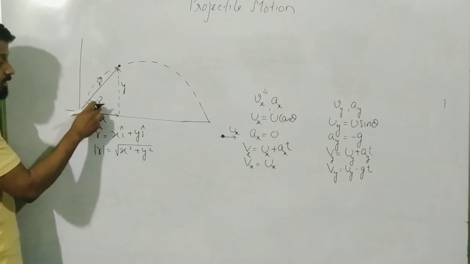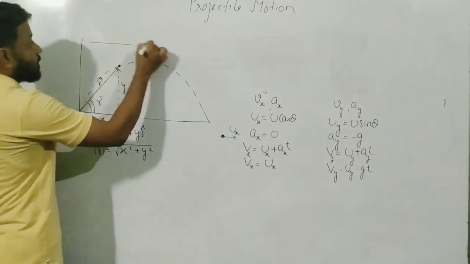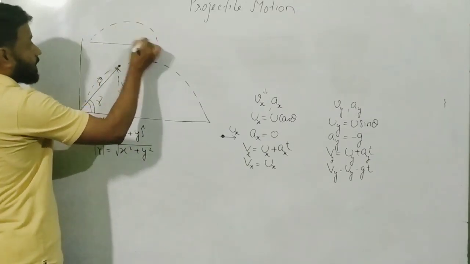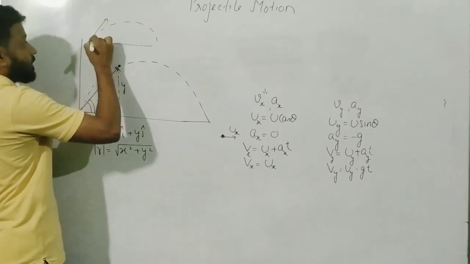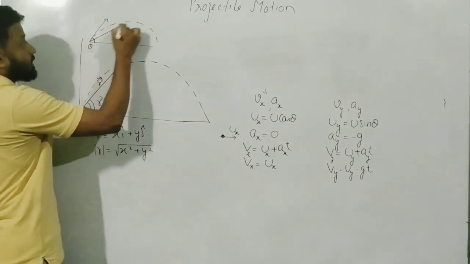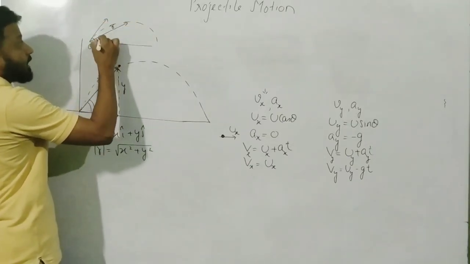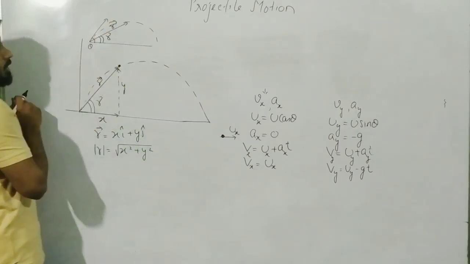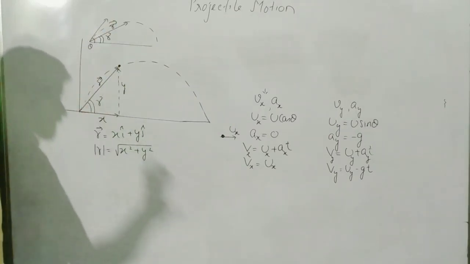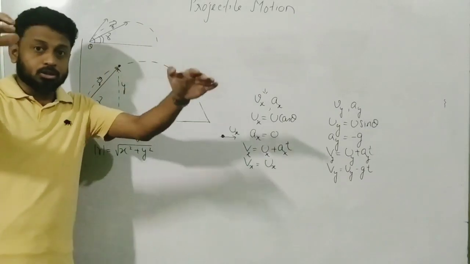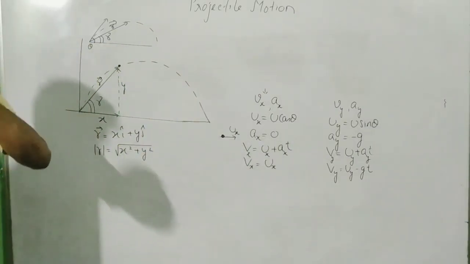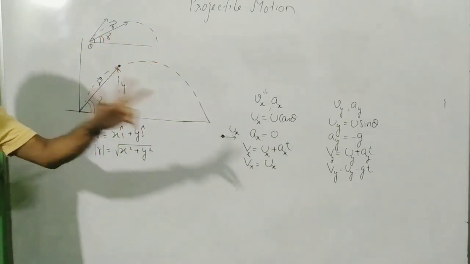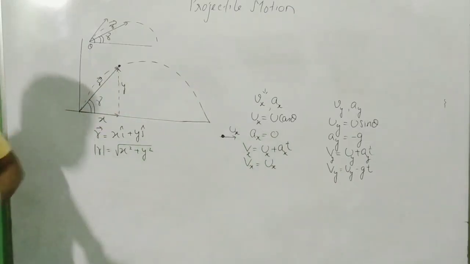Now this gamma is different than angle theta. For clear understanding, this is theta. And if this is my position vector r, then this angle is gamma. Okay? So gamma and theta. Make sure you have crystal clear concept on theta, beta and gamma. Make it very clear. Theta is the angle of projection.